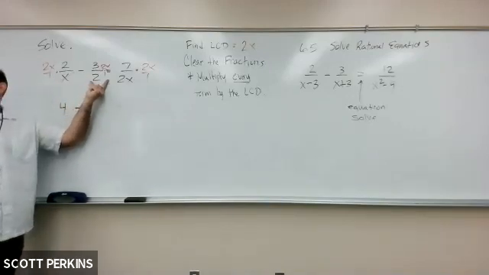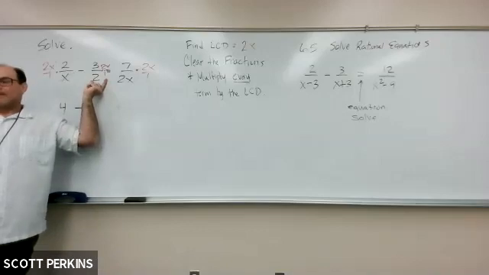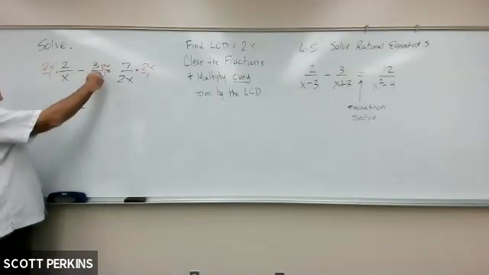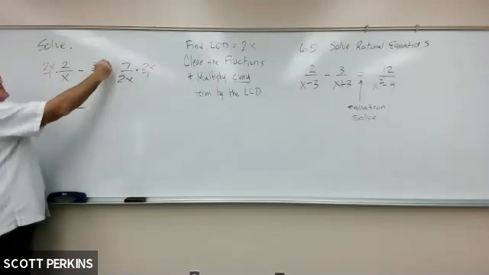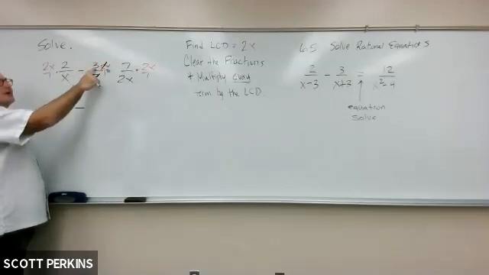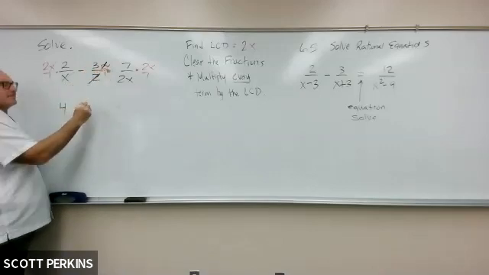Next pair. Remember, when we cancel something in the numerator with something in the denominator, what cancels between these two things right here? The 2 does. There's a 2 here in the denominator. I can cancel it with this 2 in the numerator. And so now what's left? 3 times x.